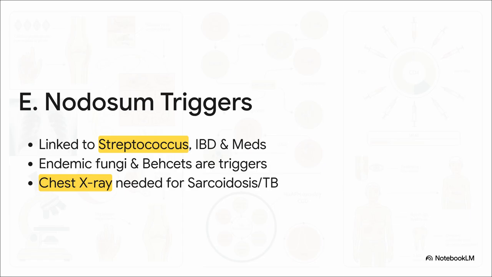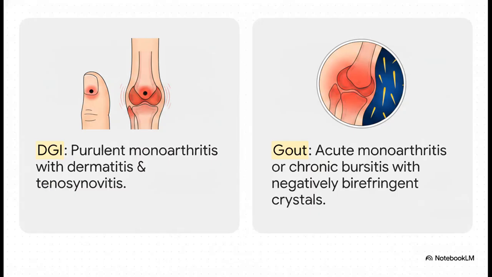Because of the strong link to sarcoidosis and TB, the next best step when a patient presents with these nodules is a routine chest x-ray. Treat the underlying trigger and offer supportive care. Let's pivot to acute monoarthritis, where you have to differentiate disseminated gonococcal infection from crystalline arthritis like gout and CPPD, also known as pseudogout. CPPD typically presents as an acute inflammatory monoarthritis, often in an older adult, and it loves to target the knee or the wrist.